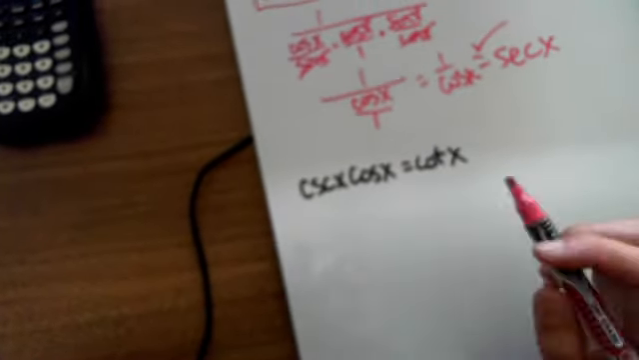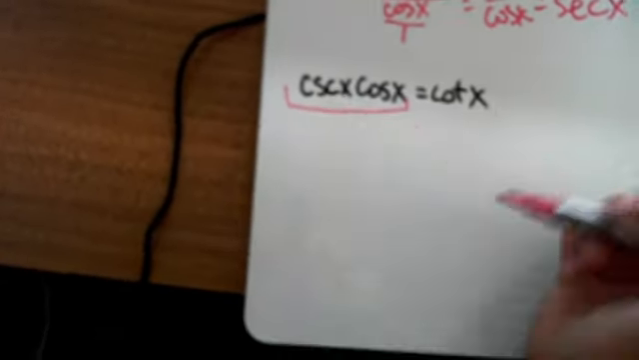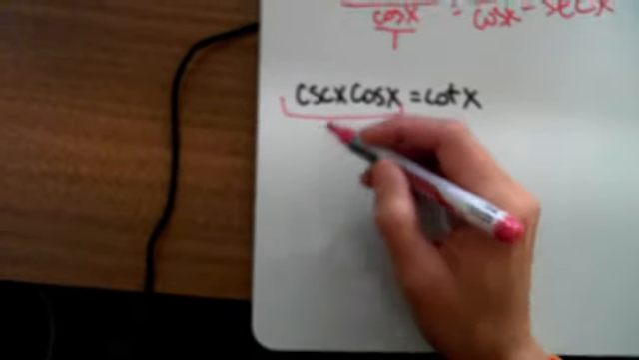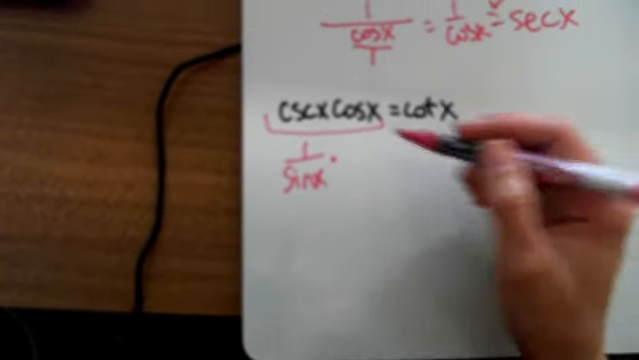Next one we have is cosecant of x times cosine of x equal to cotangent. So once again, the left side is more difficult. So we're going to start with the left side, change them into sines and cosines if possible. So cosecant, that's 1 over sine of x. Now this process may not always be the most efficient, but it will almost always get you to an answer.